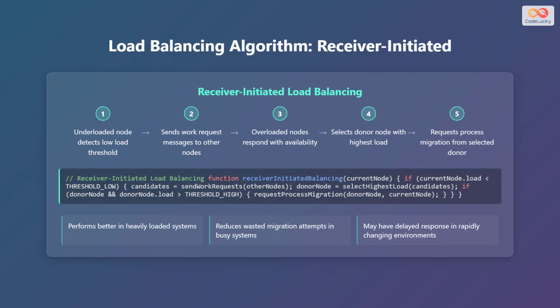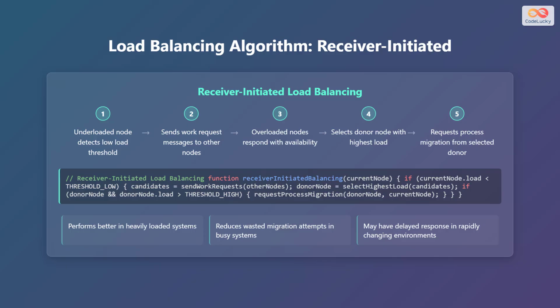Let's delve into the receiver-initiated load balancing algorithm. Step 1. An underloaded node detects that its load is below a low threshold. Step 2. It sends work request messages to other nodes. Step 3. Overloaded nodes respond with their availability to donate work.